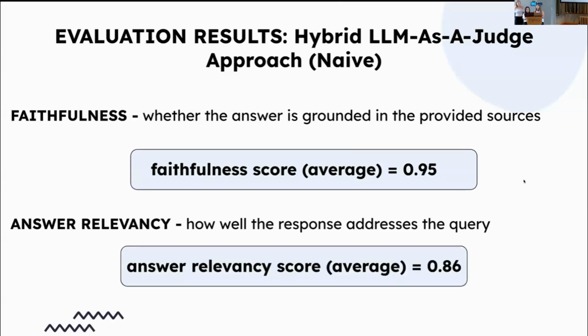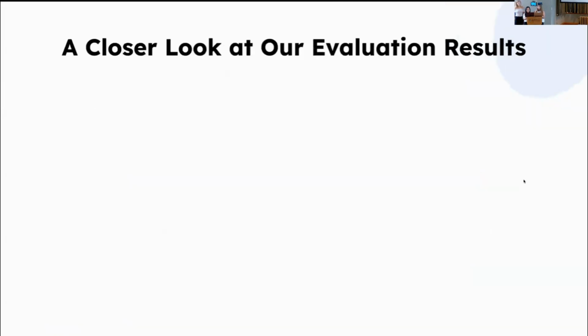However, our average answer relevancy score was lower at 0.86, suggesting that our response generation did not always fully address the question. We wanted to better understand why the average answer relevancy score was lower, so we took a closer look at some individual examples.